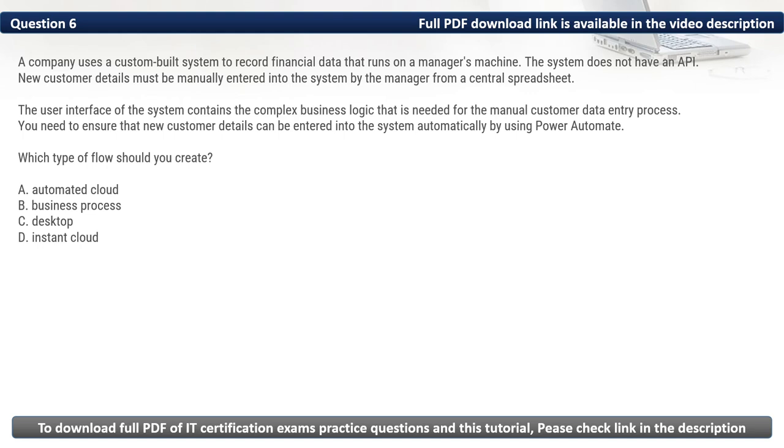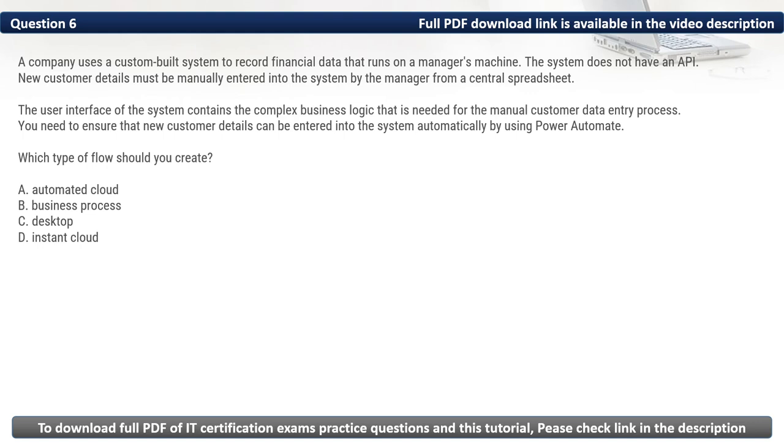The system does not have an API. New customer details must be manually entered into the system by the manager from a central spreadsheet. The user interface of the system contains the complex business logic that is needed for the manual customer data entry process. You need to ensure that new customer details can be entered into the system automatically by using Power Automate. Which type of flow should you create?